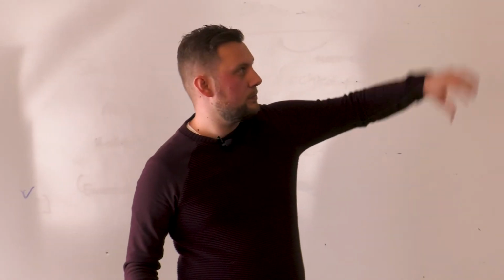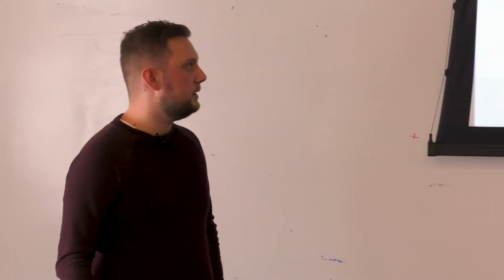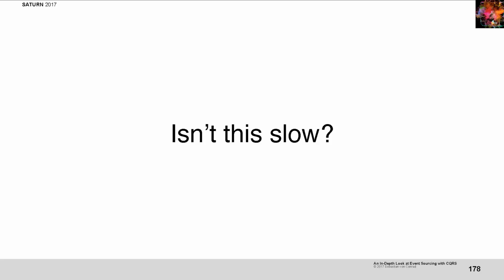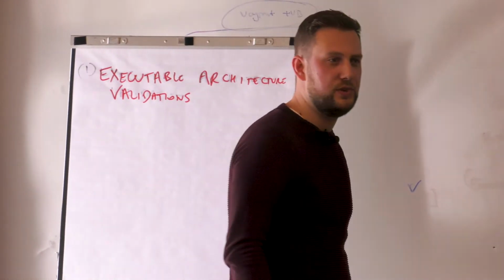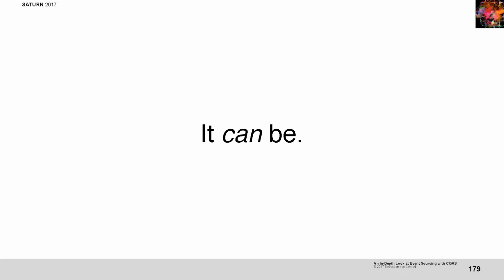These are the three methods that the event store needs to support. Obvious question, isn't this slow? Sure, if your bank account balance has 3 events, it probably won't be very slow. What if it has 300, 3,000, 30,000? And yeah, absolutely, it can be.